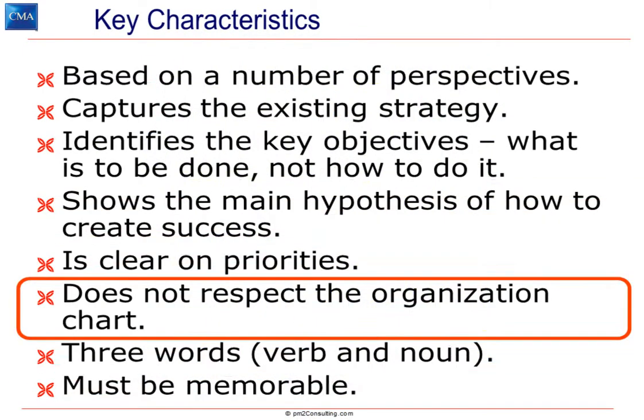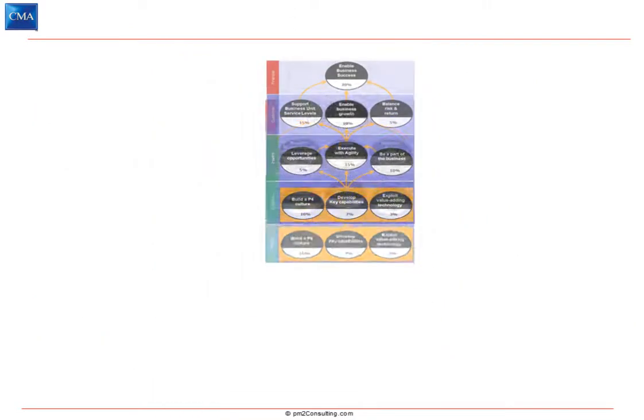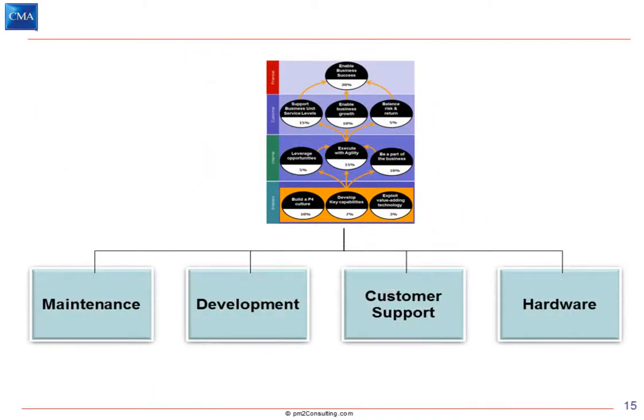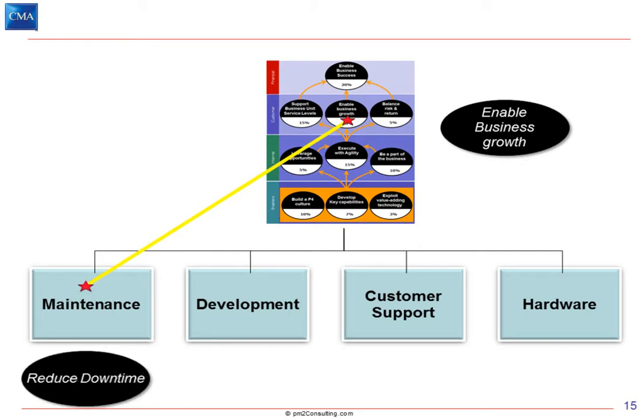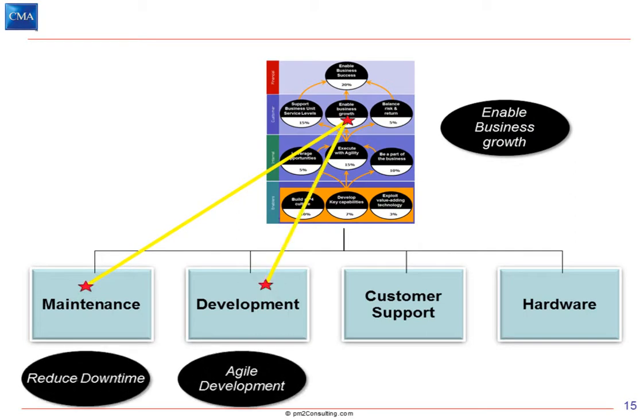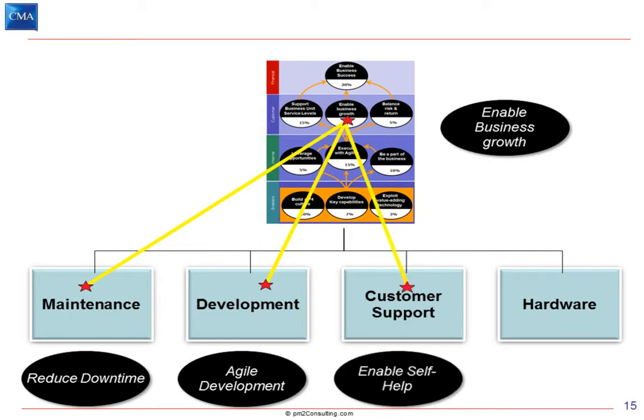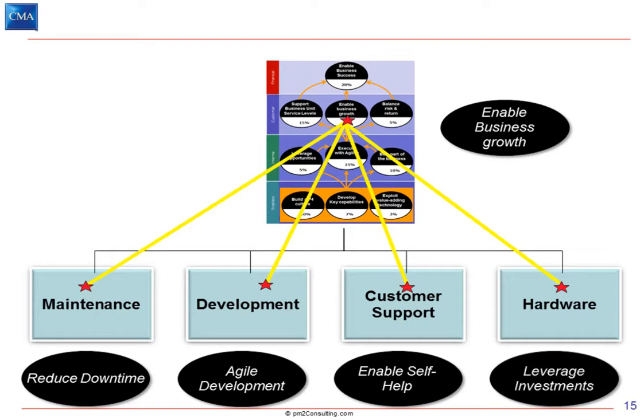We need to make sure that the strategy map describes the objectives, and those objectives typically don't respect the organization chart. If we take a strategy map and cascade it down to different departments, each department will have a different responsibility against achieving those objectives. So enable business growth. Within maintenance, maybe they've got to reduce downtime. Development, maybe it's all about agile. For customer support in this case, maybe it's enabling self-help. And hardware is all about leveraging investments. The idea is the departments will each see a different role against which they contribute to the strategic priorities.